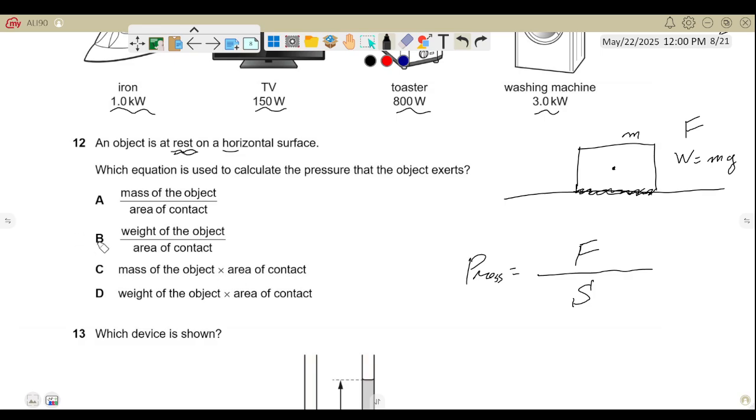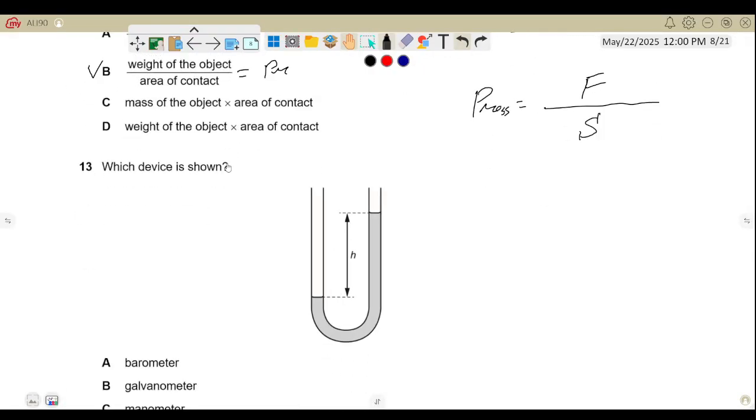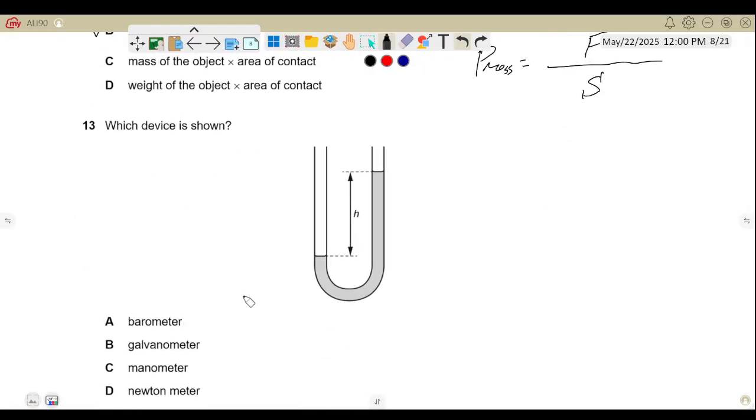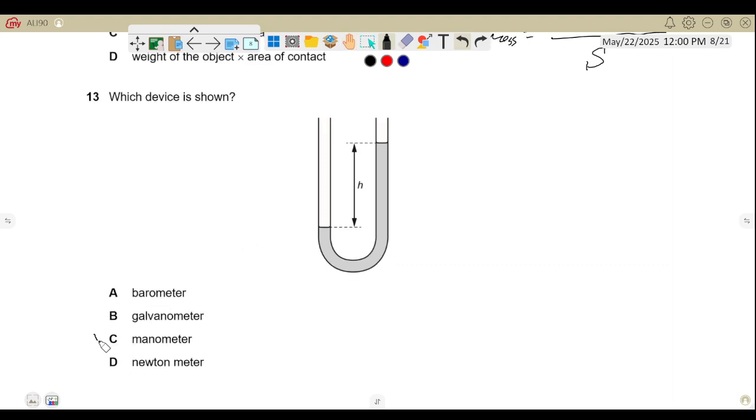Which means, if we come back to the choices here, the answer is B. It's not the mass, because mass is not a force, but it's the weight. The weight is representing the force here. So the weight of the object divided by the area of contact is the pressure. Which device is shown? This is simply a manometer. It's a device used just to measure the pressure, or the pressure difference between two pressures.